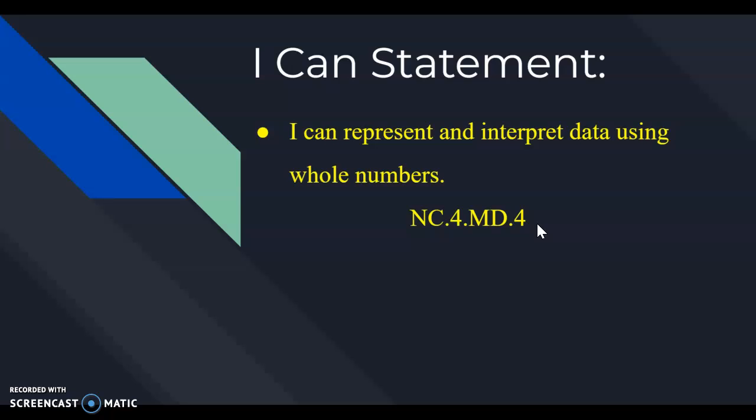Our I can statement for today: I can represent and interpret data using whole numbers, and the standard associated with that is NC4, MD4.